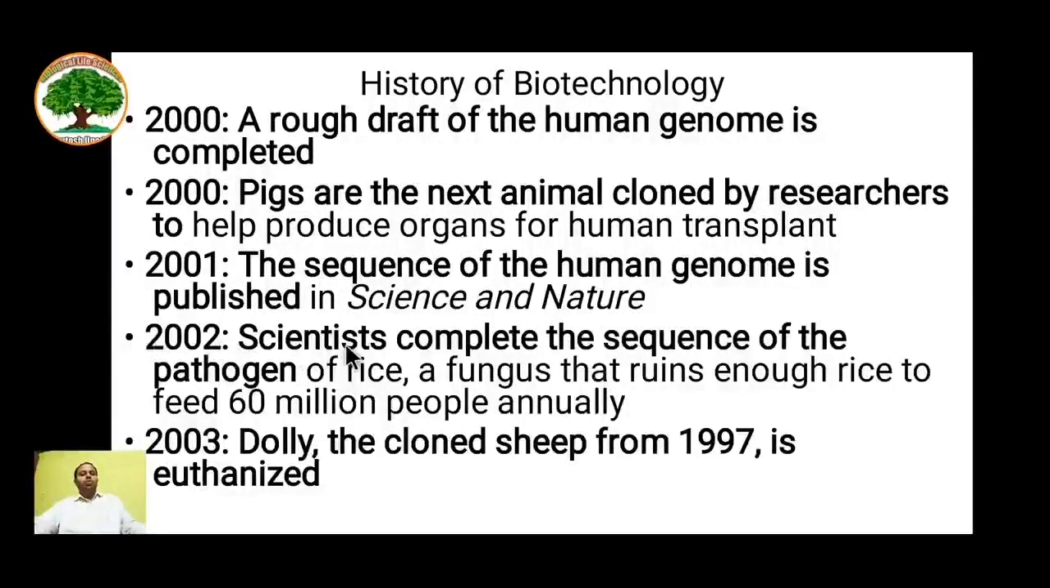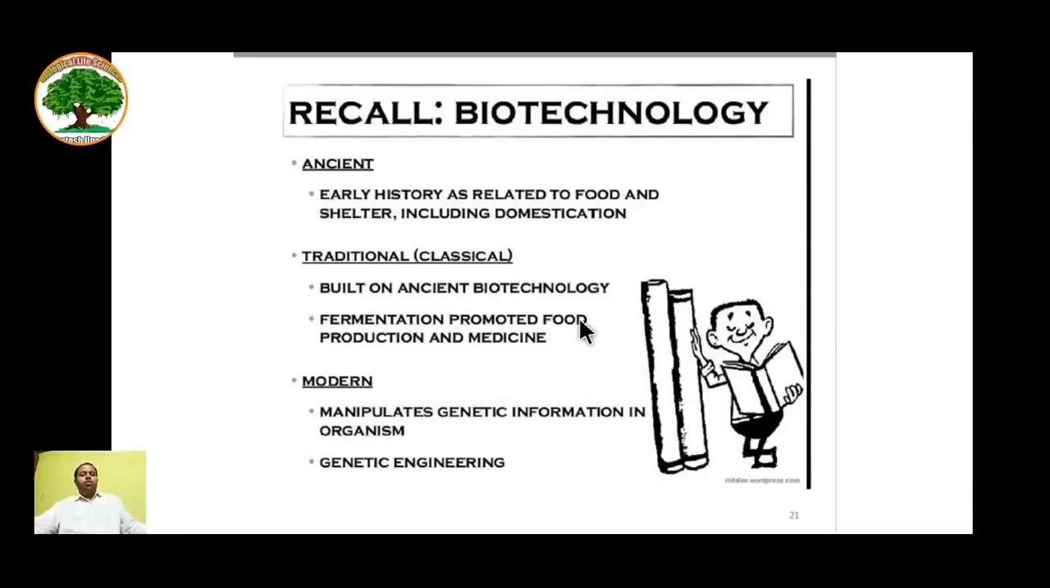In 2002, scientists complete the sequence of the pathogen of rice, a fungus that ruins enough rice to feed 60 million people annually. So the whole genome of this pathogen was sequenced. Another breakthrough in 2003, that is Dolly, the cloned sheep from 1997, is emphasized. So this was a brief history, and there is still development of biotechnology till now.